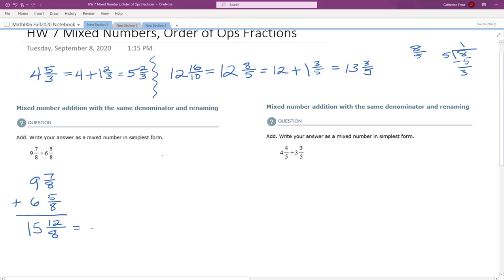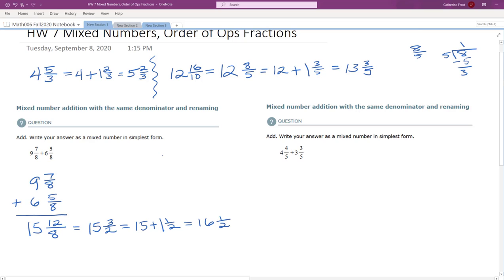So this is the same as 15 and 3 over 2, but 3 over 2 is 1 1/2. 2 goes into 3 once with 1 left over, so this is the same as, oh shoot, that's not what I want. I want an equal sign. This is the same as 15 plus 1 and 1/2. So finally, 15 and 1 is 16 and a half.